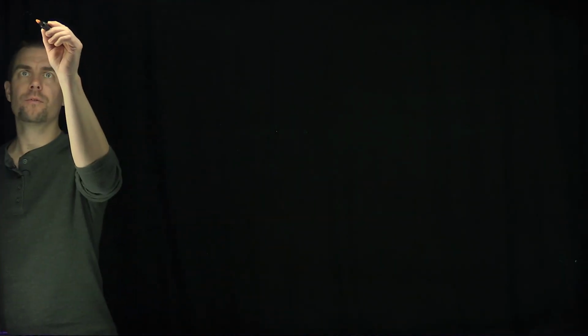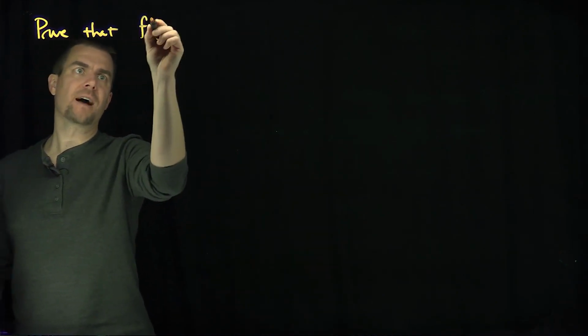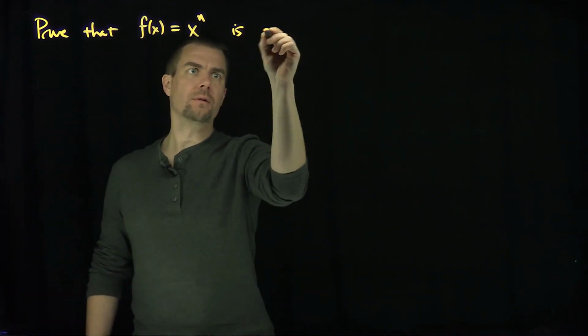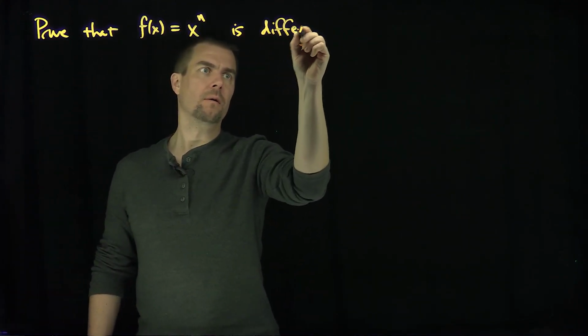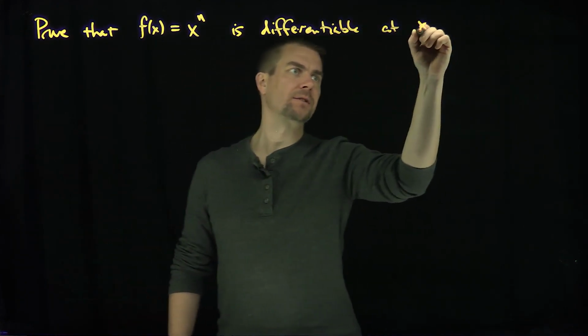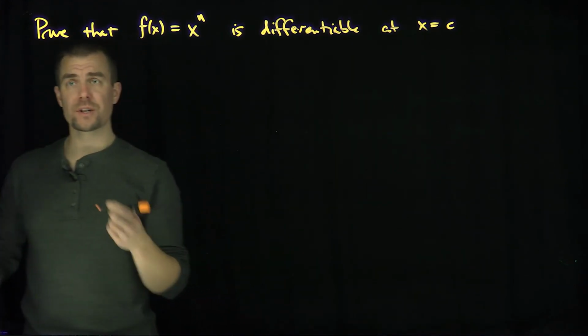Hello students, in this video we'll prove that power functions are differentiable at any point. Let's prove that f of x, which is x to the power n, is differentiable at x equals c. To do this, we need to show that the limit of the difference quotient exists.